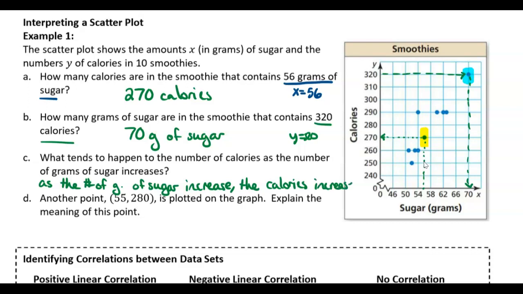Okay, it says another point, 55 and 280, is plotted on the graph. Explain the meaning of this point. Well, 55 is X, and that was grams of sugar, and 280 is Y, and that was calories. So it means that there is a smoothie that has 55 grams of sugar and 280 calories.